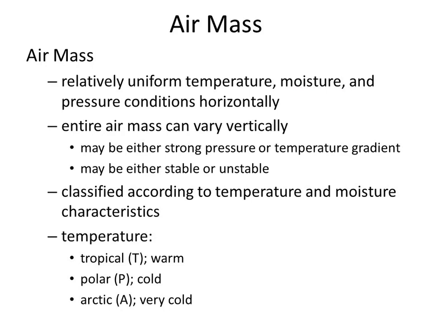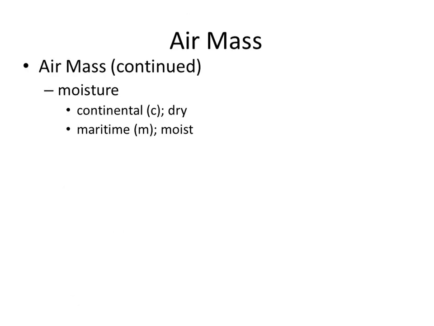Maritime tropical, we ran into that, the capital T means a warm air mass. It means it sat somewhere warm before it moved on. We saw continental polar. P means cold. And actually, there's something even colder than polar, Arctic. If you've heard something about an Arctic air mass, we're under the influence of an Arctic air mass. Yeah, they're very cold. So that's the temperature.